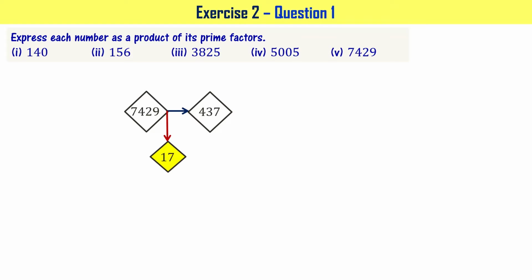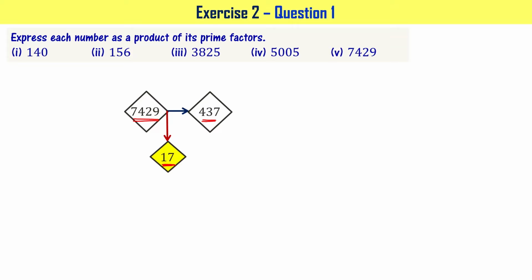That can be written as 17 times 437. Here 17 is the prime number. You look at all the prime numbers 2, 3, you try to divide 7429 with all those numbers and see that those are not factors, right? The smallest prime number which can divide 7429 is 17. That's why let me write 7429 as 17 times 437.